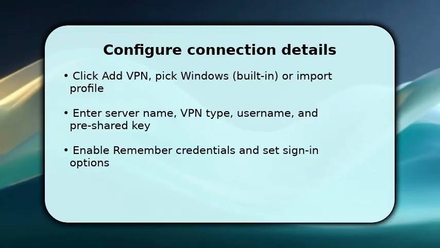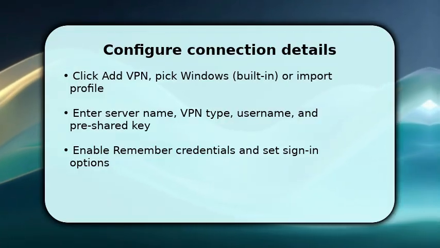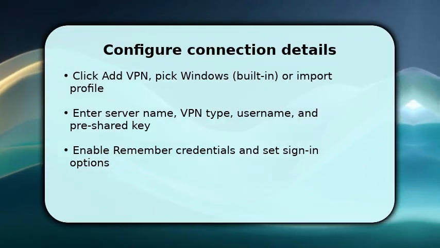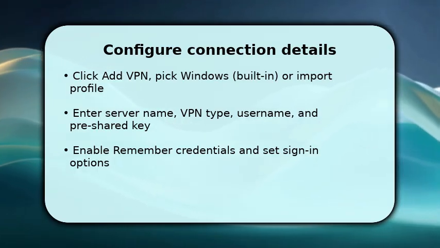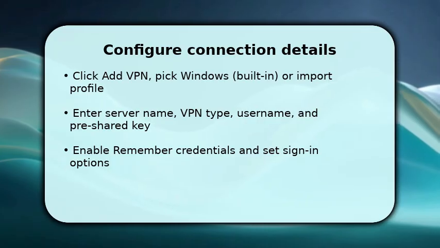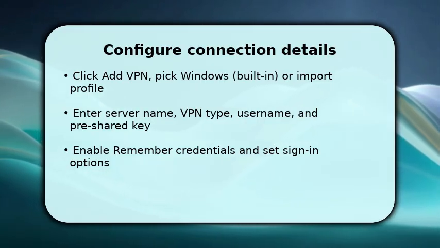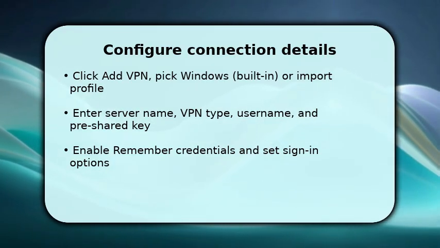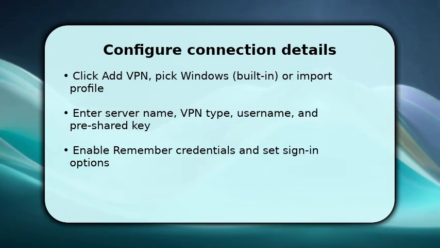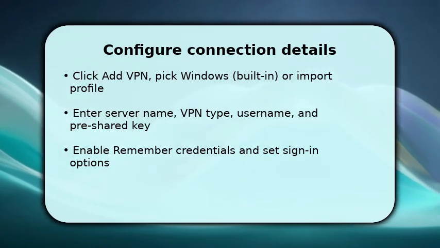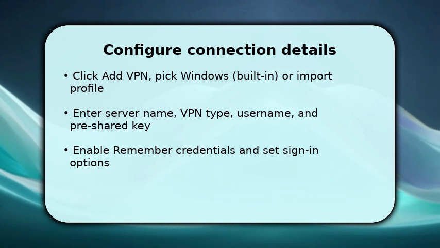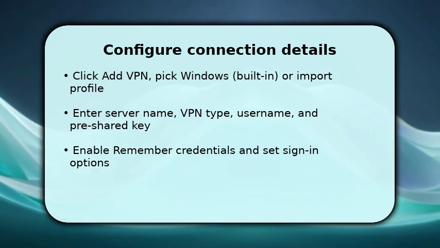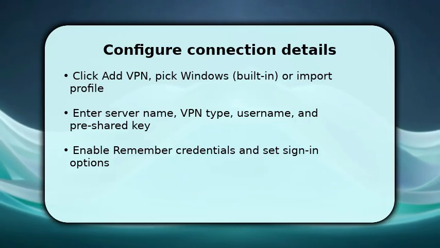After clicking Add VPN, choose Windows, Built-in, unless importing a profile. Select the VPN type that matches your provider. IKEv2 is secure and fast. Then paste the server address and fill username and password. If using L2TP, add the pre-shared key. Make sure to enable Remember My Sign-In info to avoid repeated logins and save the profile. Finally, click Save and return to the VPN list to connect.